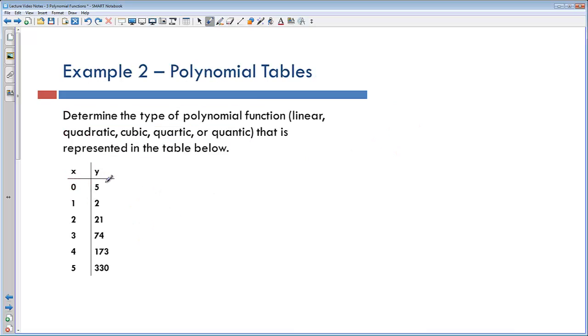All right, so here is a table, and we want to work with this table and determine the type of polynomial function. Is it linear? Remember, linear would look like y equals mx plus b. It has degree 1. Or is it quadratic? We looked at this last time, and this was y equals ax squared plus bx plus c. And of course, the degree for this is 2. And then cubic looks like this. It has degree 3, so it's ax cubed plus bx squared plus cx plus d.